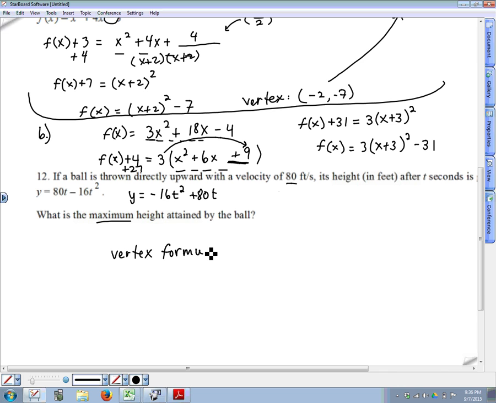This was also introduced in lesson 3.1. There's a vertex formula: the opposite of b divided by 2a, but you have to remember this is equal to the x value of the vertex. In this case we don't have x values, we have t values, so this vertex formula is going to give you the t value of the vertex, where t is in seconds. So the opposite of b is going to be negative 80, and then 2 times a.